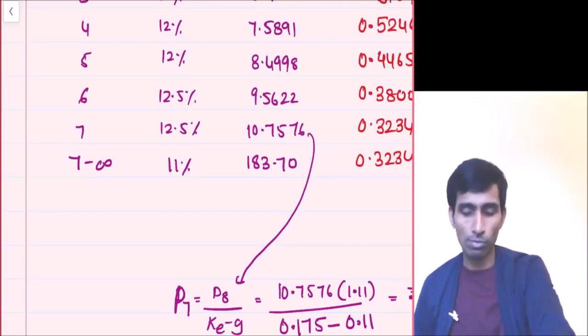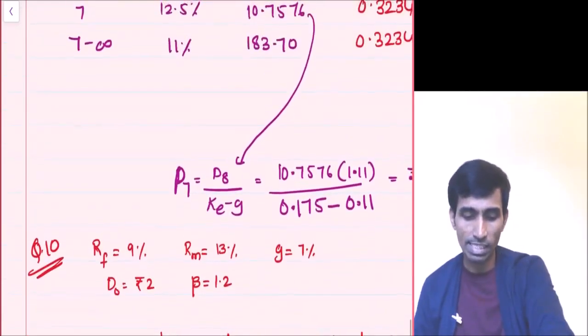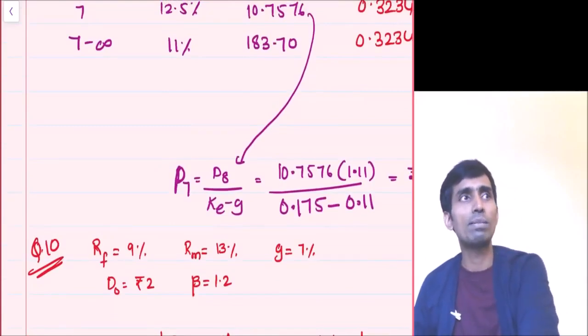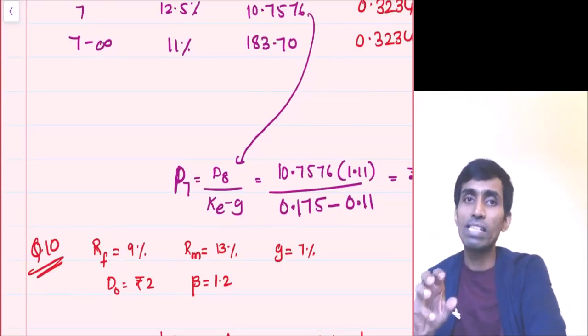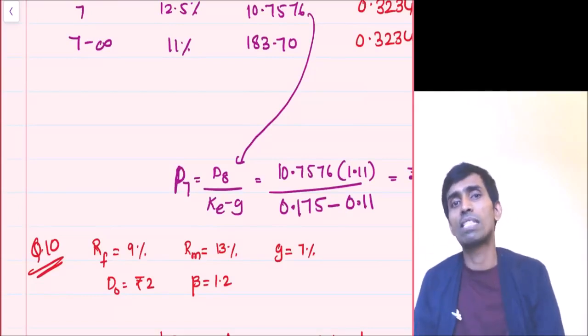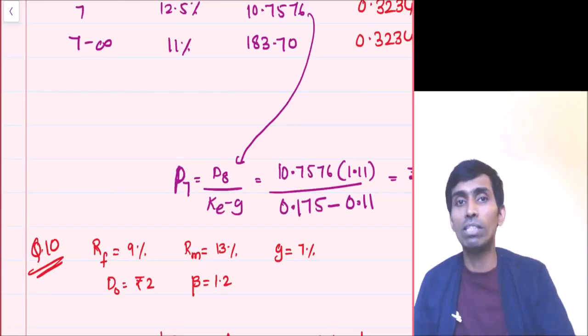So what you have to do, listen, I'll first summarize. This is what is given in the question. RF is 9%, RM is 13%, growth is 7%, D0 is 2, beta is 1.2. They have asked us the equilibrium price, and then they are suggesting some changes: the inflation premium increases by 2%, the expected growth rate increases by 3%, beta is 1.3, then what will be the price?